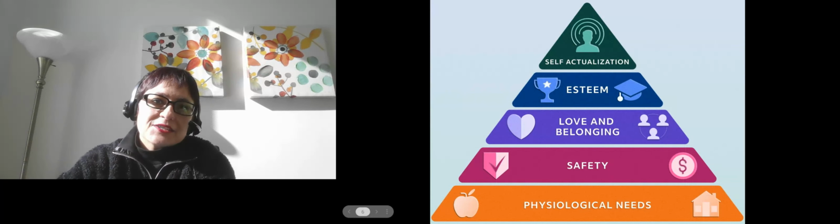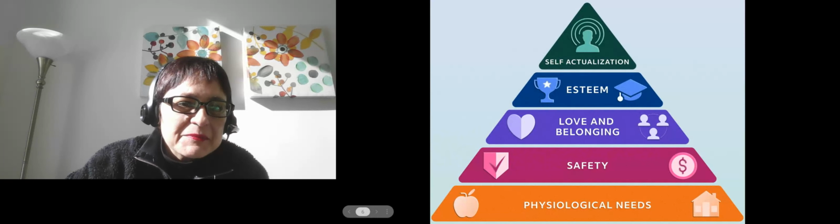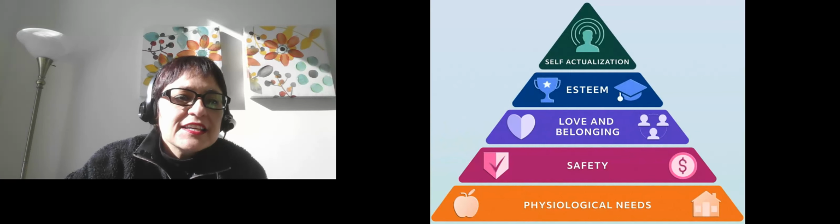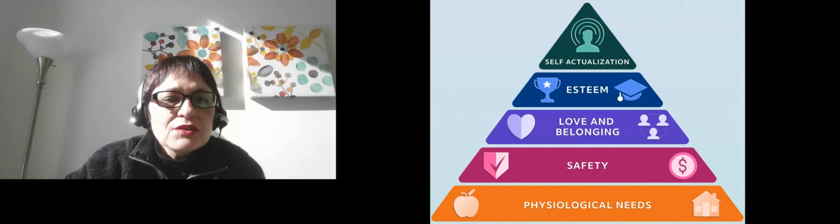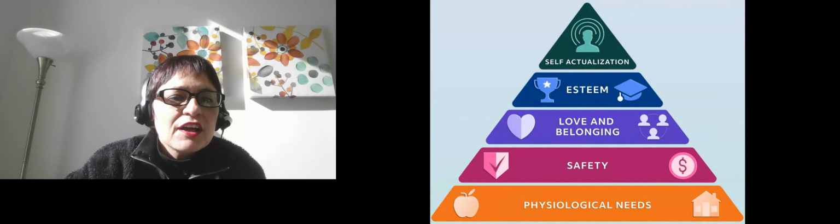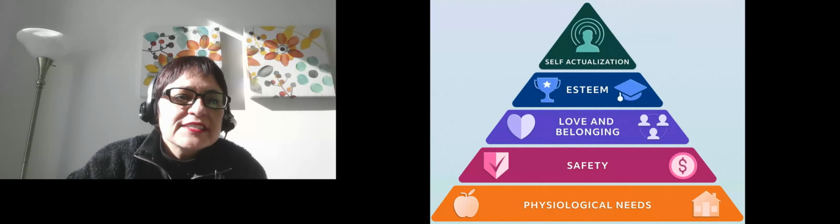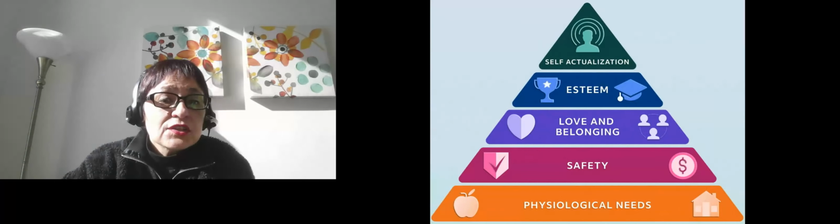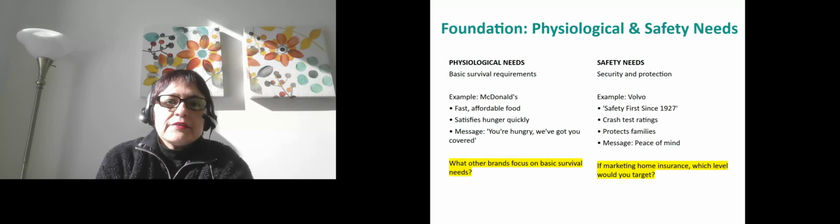So here's Maslow's famous pyramid. On the bottom, you have the physiological needs. Once those are fulfilled, the safety needs come to mind. Once those are fulfilled, then we go into love and belonging, then to self esteem, and finally to self actualization. So let's begin from the bottom of the pyramid, right?